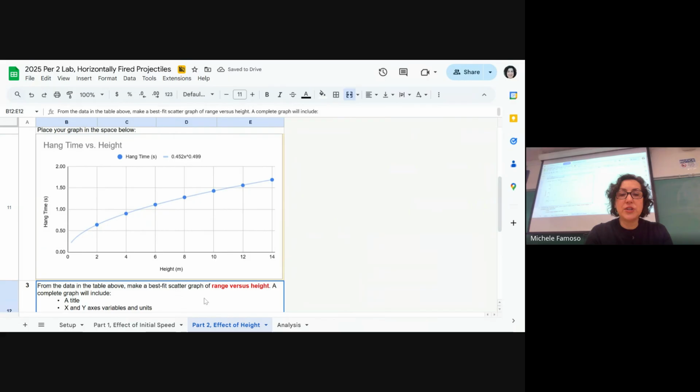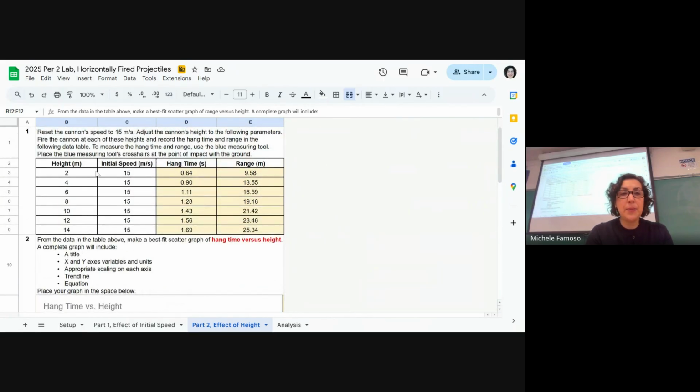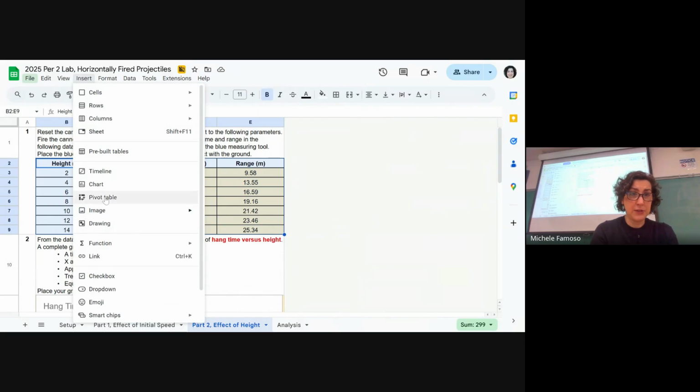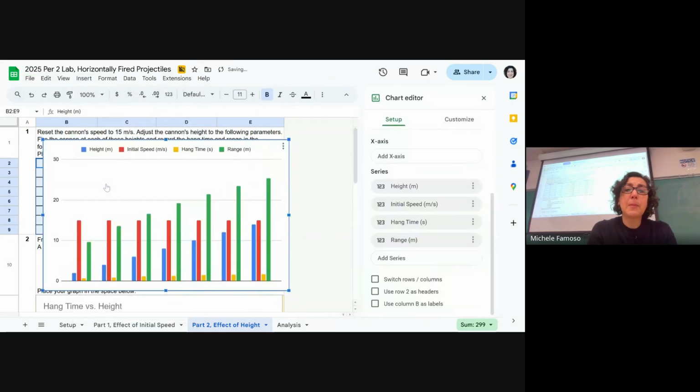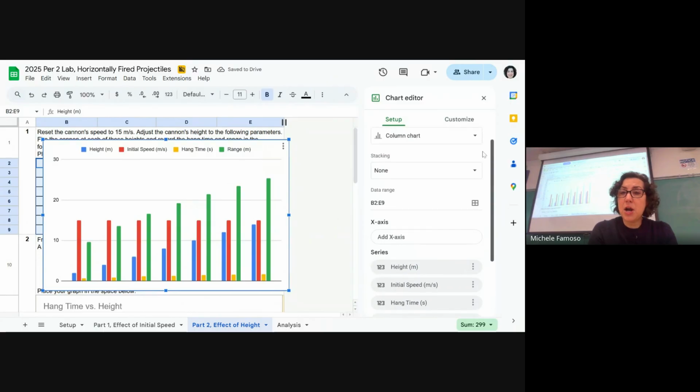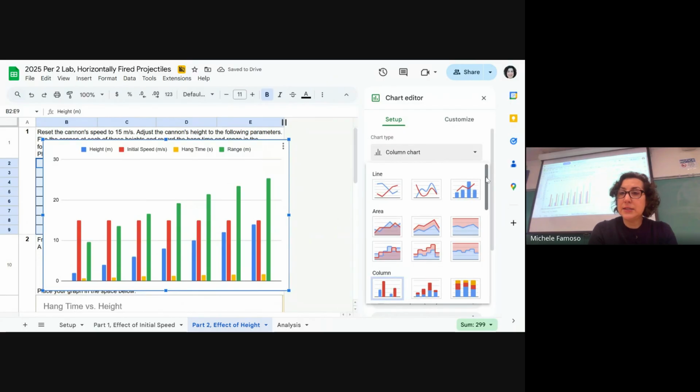Okay, let's go to question 3. Number 3 wants a graph of the range versus the height. So we're going to come back up, select height in meters, hold down my shift key, right arrow over to the range. Pretty much we're selecting the entire table. Hold down your shift key, down arrow to select all the data. Go to insert chart. We do not want a bar chart. We need a scatter chart.